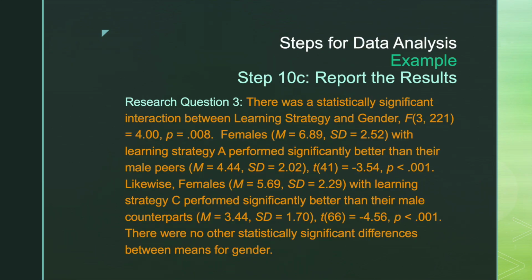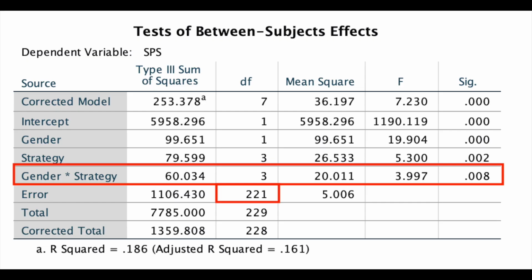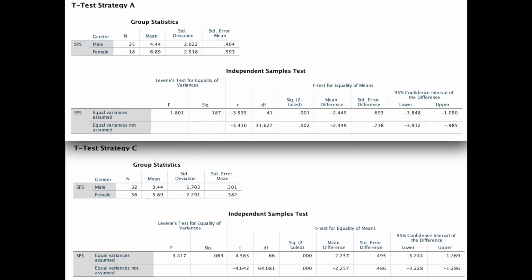Lastly, for research question 3, which dealt with the interaction between learning strategy and gender, we found that there was a statistically significant interaction between learning strategies and gender. We included the information from the core two-way ANOVA output. Next were the follow-ups that we performed manually with the t-tests. So we found that females with learning strategy A performed significantly better than their male peers. Likewise, females with learning strategy C also performed significantly better than their male counterparts. There were no other differences between genders.